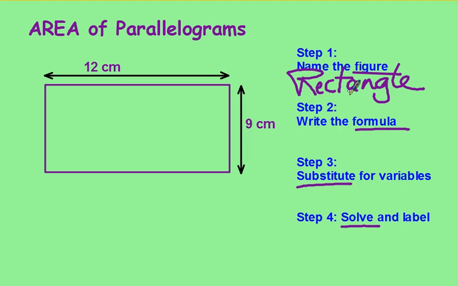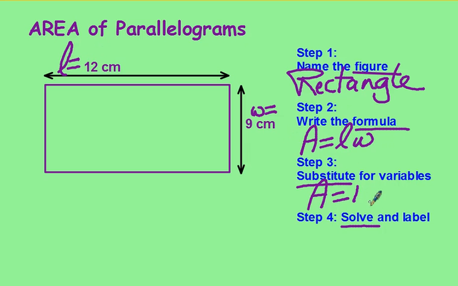The formula for the area of a rectangle is A equals LW, that means length times width. Make sure your L is a cursive L. Substitute for your variables. Go out and mark length equals 12, width equals W. Either one will be fine if you mix them up. So 12 times 9. So your area here equals 108 square centimeters.